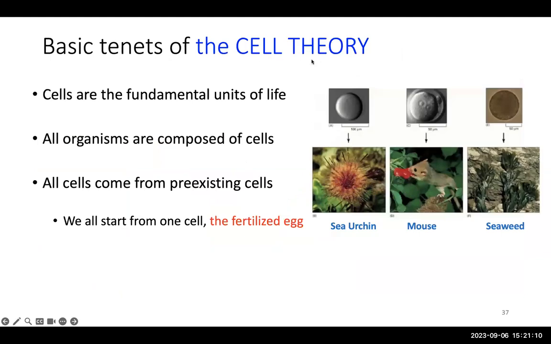Okay, and the cell theory says that cells are the fundamental unit of life. All organisms are composed of cells, and all cells come from pre-existing cells. So cells can divide and cells can differentiate, especially stem cells. Any multi-cell organism actually comes from one cell, a fertilized egg. This fertilized egg comes from the fusion of two cells, one the egg, one the sperm. Then they mix the genomes and start to divide.